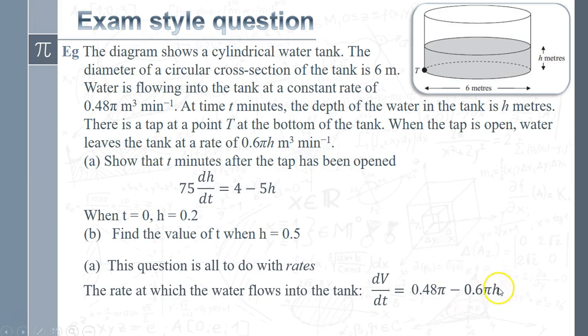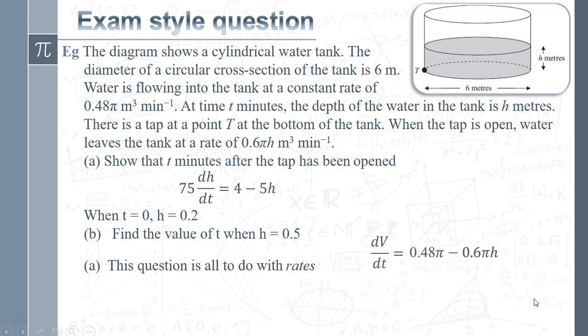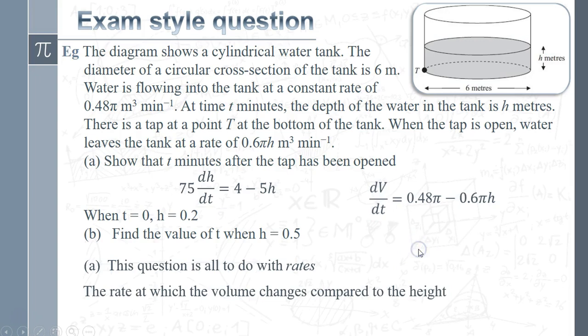That's what this thing here is doing there. So that's our dV/dt. Let's just pop that to one side for a second and think about what else we've got. We're going to need dh/dt. We're going to have to connect it via dV/dt somehow.